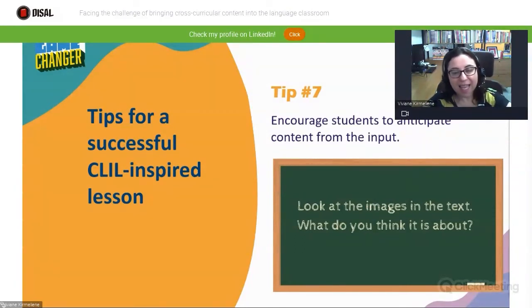So here we have an example. Look at the images in the text. What do you think it is about? If you're talking about that infographic, they can say, teacher, it's about food. Oh, no, it's about eating well. Okay, they will be able to anticipate a lot of content. Well, this is a true tip for everything we're going to do in class, actually, not only CLIL.